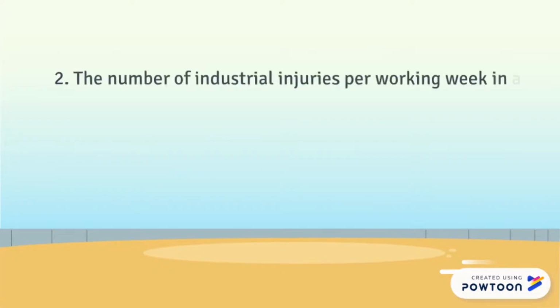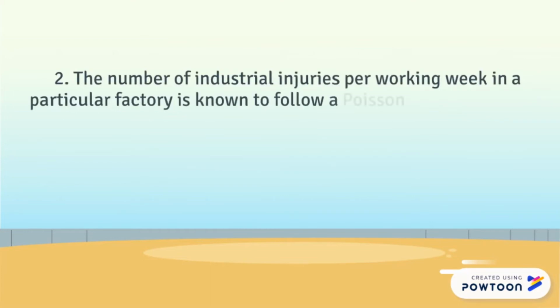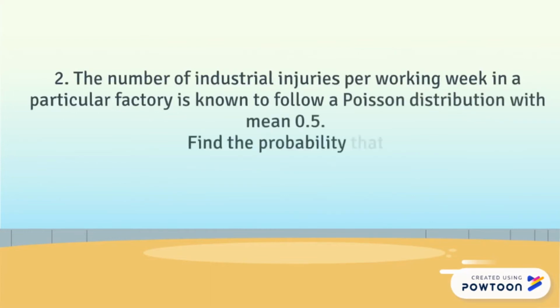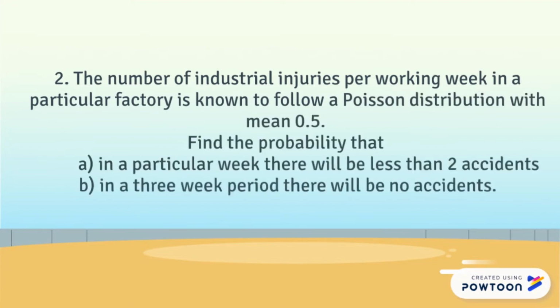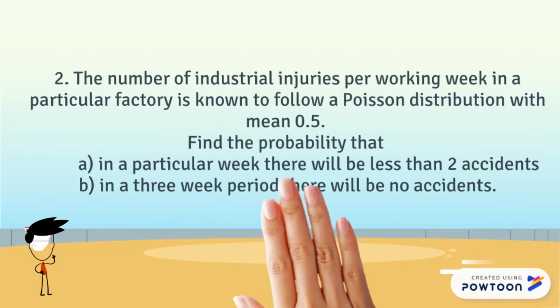Okay, worked example 2. The number of industrial injuries per working week in a particular factory is known to follow a Poisson distribution with mean 0.5. Find the probability that in a particular week there will be less than 2 accidents. And question number 2, in a 3-week period there will be no accidents.